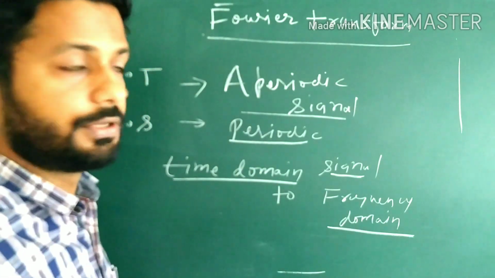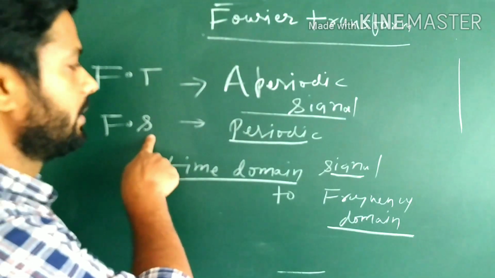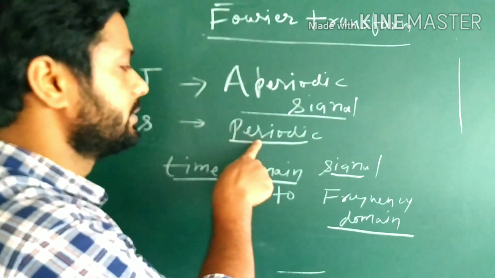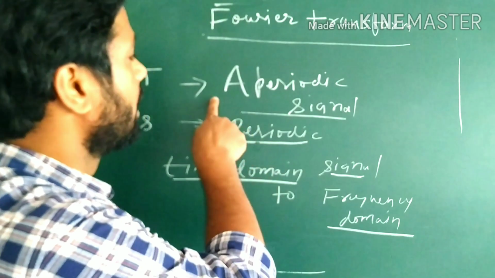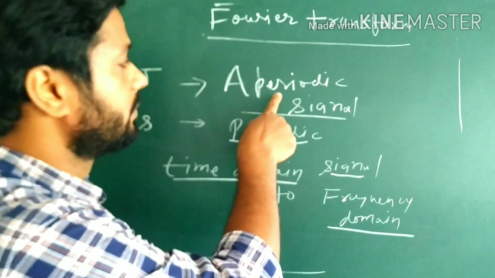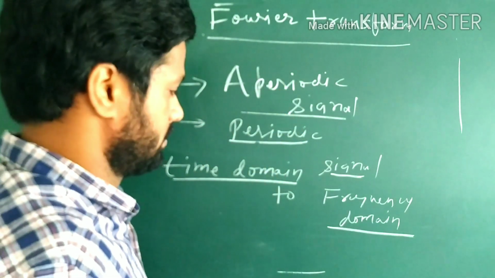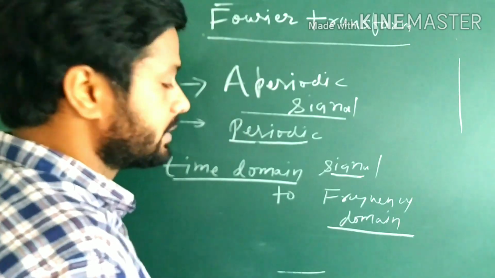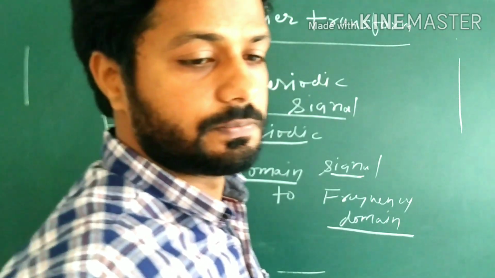So that is basically the difference between Fourier transform and Fourier series. Fourier series is used for periodic signal and Fourier transform is used for aperiodic signal. So let us see the definition of Fourier transform.